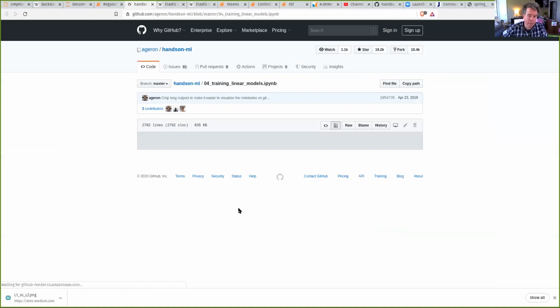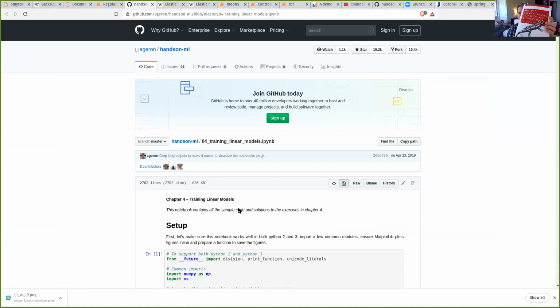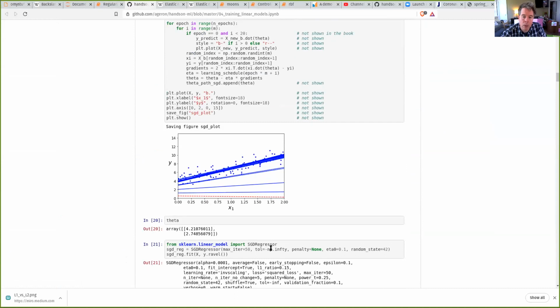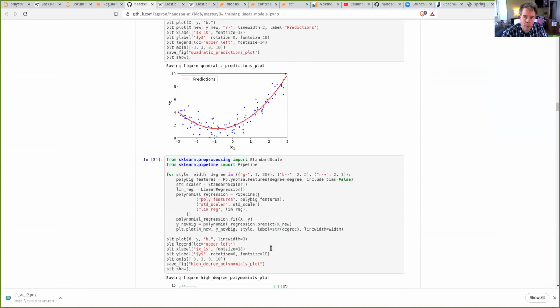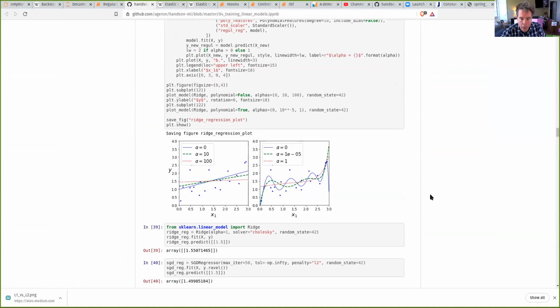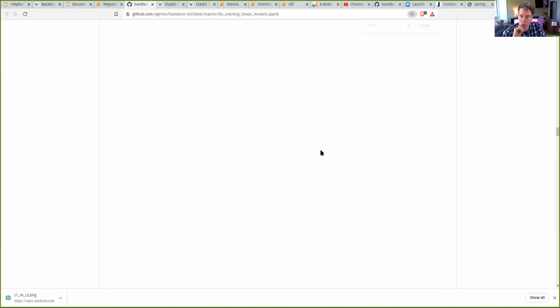This is the GitHub page of Aurélien Géron, the author of this book. All the figures from the book have nice Python notebooks that you can look through that are kind of cool. It just happens that the one we're interested in is in this section on linear models. So we have to scroll through all this stuff that doesn't have to do with regularization. But here we get to regularization. Let me make this bigger. Okay, it's fine.